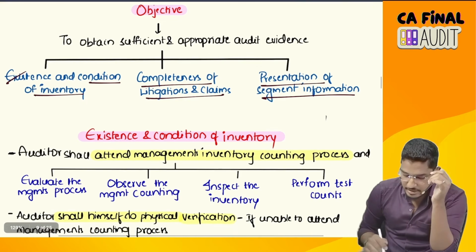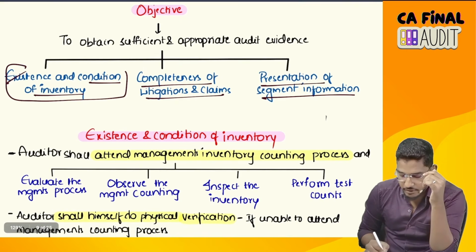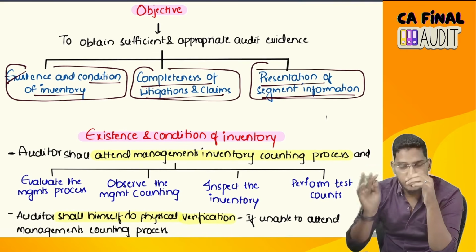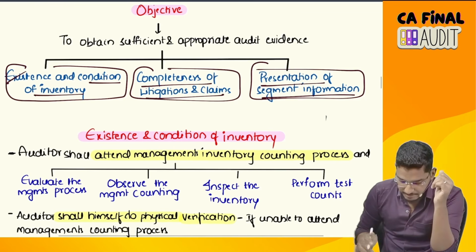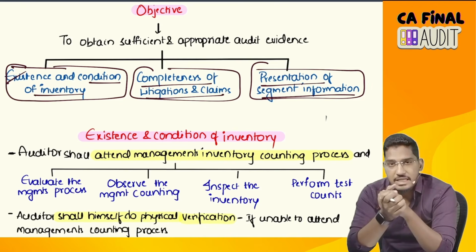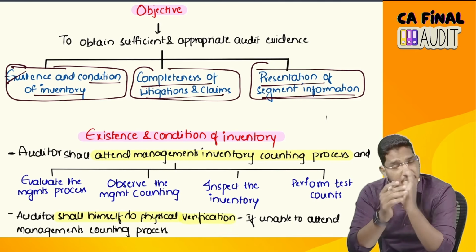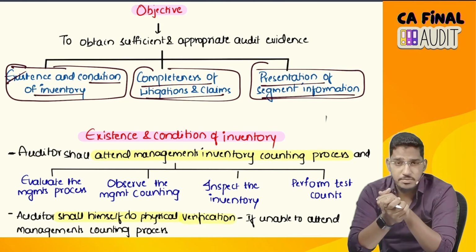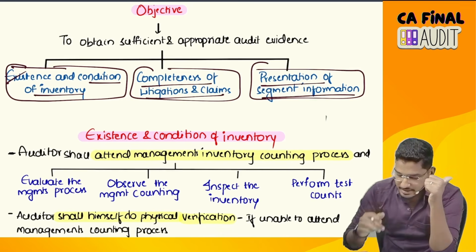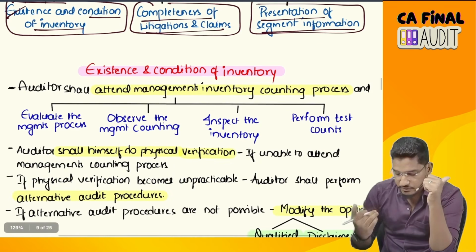So let us try to understand what guidance this standard gives in order to obtain evidence regarding these 3 selected matters. First of all, coming to existence and condition of inventory. If inventory is there in the balance sheet of the company, are you required to obtain sufficient and appropriate evidence regarding that inventory? The answer is 100% yes. Sir, but how can I obtain that evidence?